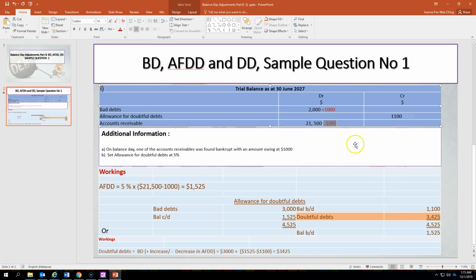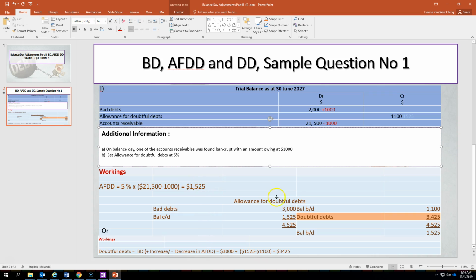So it's minus 1,000. Now, the next thing is to set the allowance for doubtful debts at 5%. Anything under additional information in regards to AFDD will be a calculation, and the calculation will be related to balance sheet adjustment, which is financial year end, meaning the amount would be balance CD. So we calculate 5% times... Always remember, if we have adjusted our accounts receivable, we have to minus it out. So 21,500 minus 1,000 times 5%, we get 1,525.